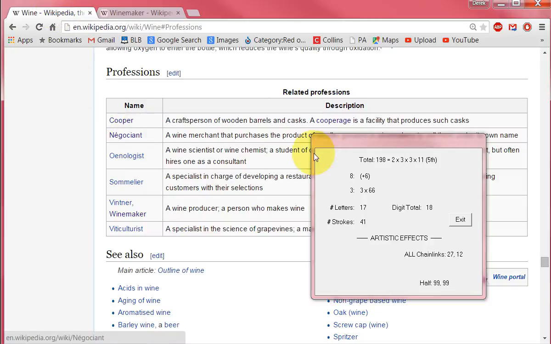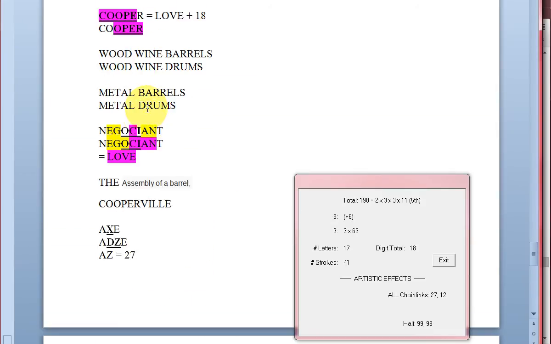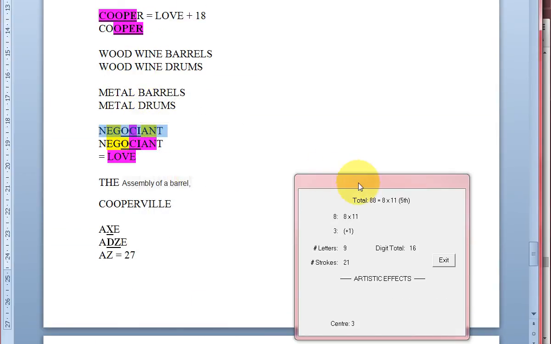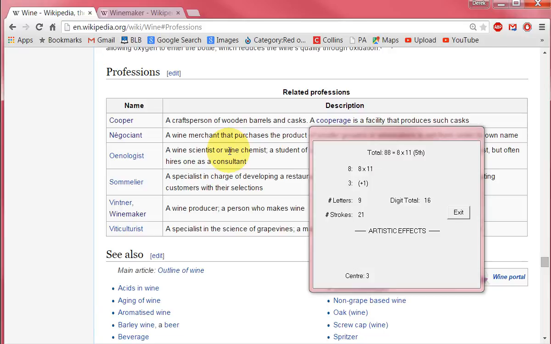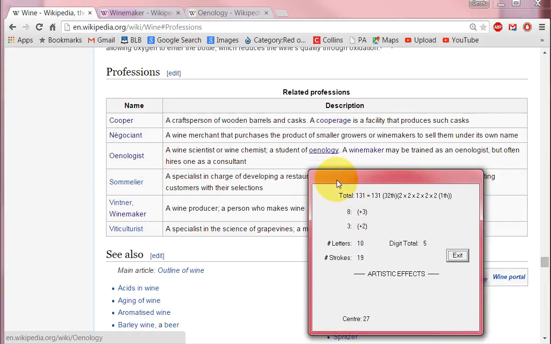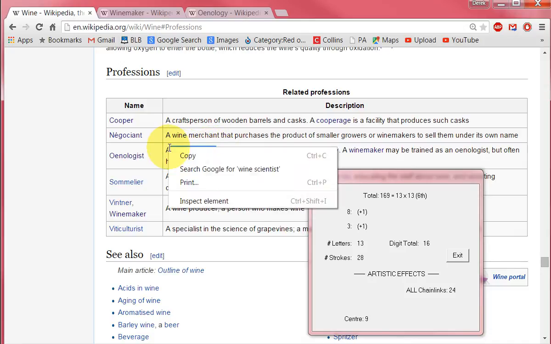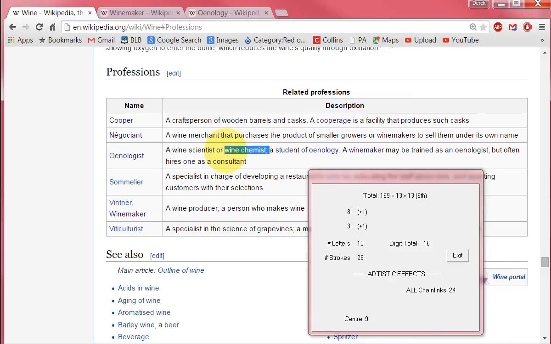Okay, so we solved this one. What is the grand total? Just for the record, it'll involve the law of prime. Oh yeah, the king, 88. Good night. Okay, oenologist, let's reveal yourself. What do you have to say? Oh yeah, 3 digital factor 3. And now go to the center. A wine scientist, or wine chemist. 13 times 13, nicely done.